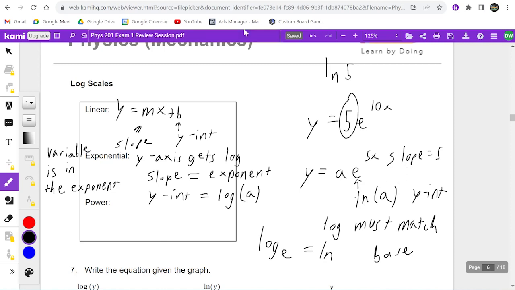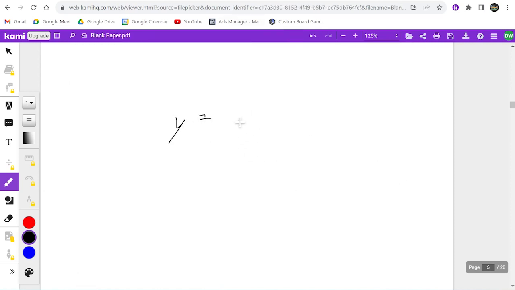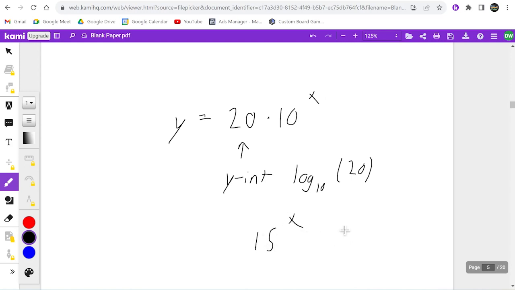And what I'm also saying is, let's just say hypothetically I had y equals 20 times 10 to the x. Then my y-intercept is log base 10 of 20. Luckily, log base 10 is just the log button on your calculator by default. Does that make sense? So whatever number the exponent is attached to, log base that number? Yes. So if this was 15 to the x, then it's log base 15 of 20.